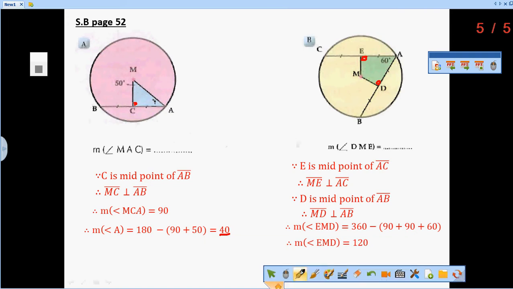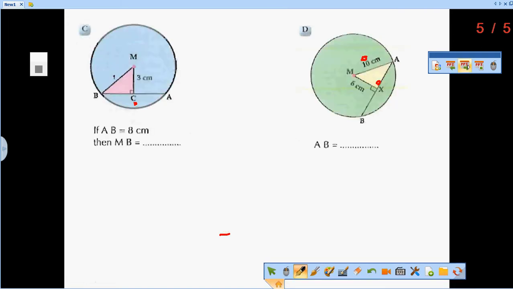Let us move to another exercise to see more problems. Here in the given, AB equals 8 centimeters, and I want to find MB. To find MB, here I have MC perpendicular to AB, so the length of this side is equal to the length of this side. It means C is the midpoint of AB. And here we have MC equal to 3. We know that AB is 8 and C is the midpoint, then BC equals 4 centimeters. Here we can write 4.